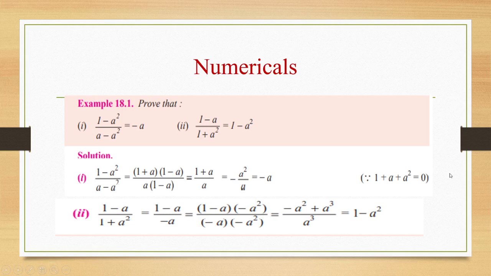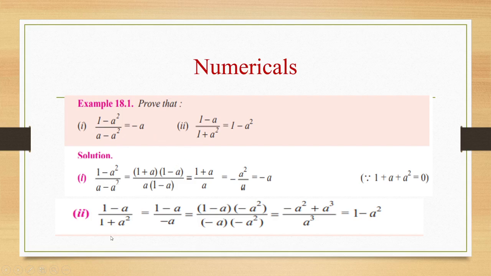So 1 plus a can be written as minus a squared, because this is the property of operator a, that 1 plus a plus a squared is 0. So from this we can write 1 plus a as minus a squared. So the numerator is becoming minus a squared and the denominator is a. So a gets cancelled, remaining is minus a. We have proved the first part, that (1 minus a squared) by (a minus a squared) is minus a. Let us see the second one.